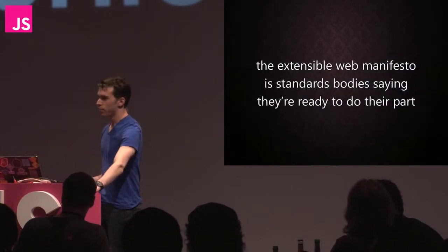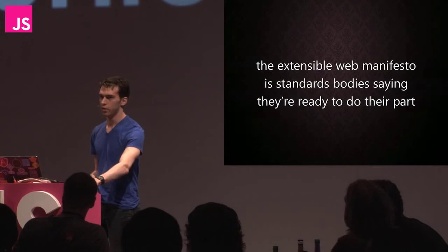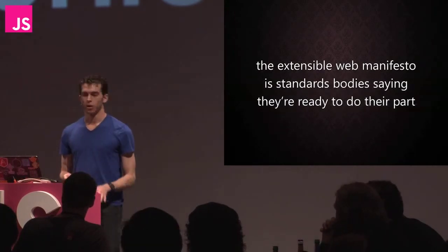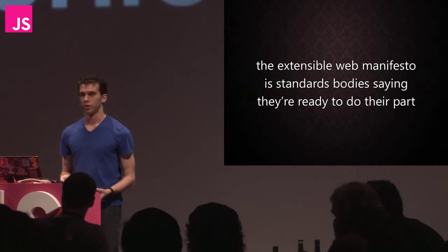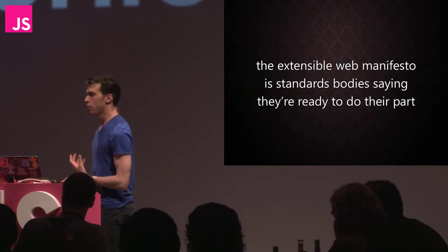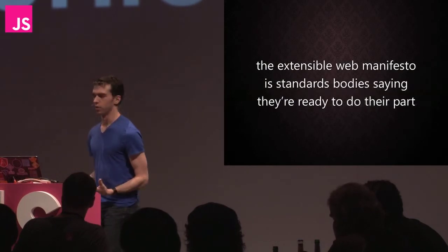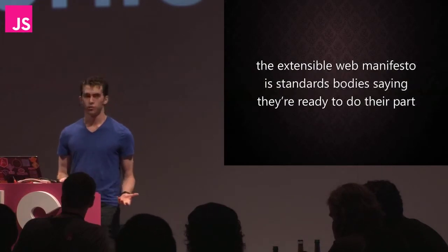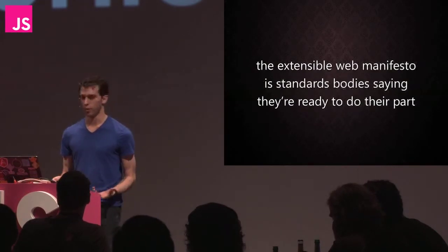So the Extensible Web Manifesto is this thing we put together a few months ago, saying that the standards bodies are really ready to do their part in this game, this platform that we're trying to create. Until now, we as the community have been shouldering all the work. We've been writing our massive JavaScript libraries or transpiling just to reinvent basic functionality and get what we want.